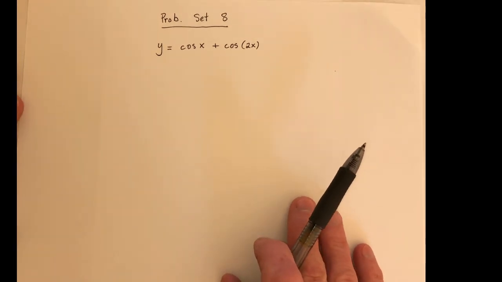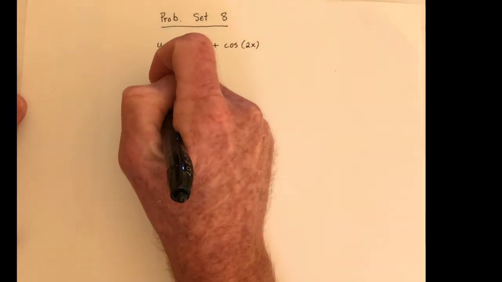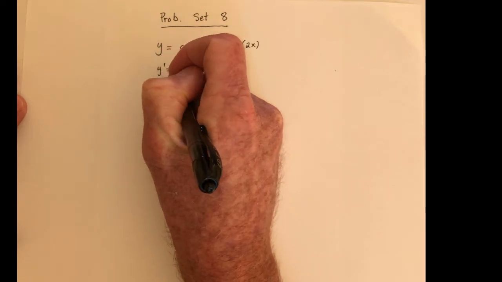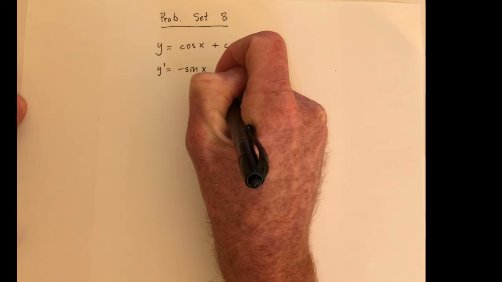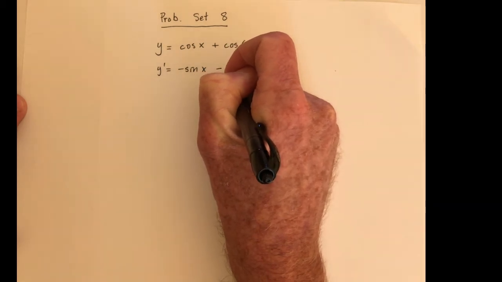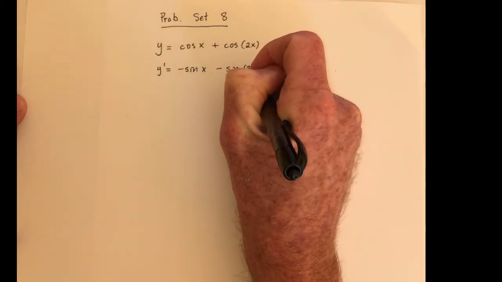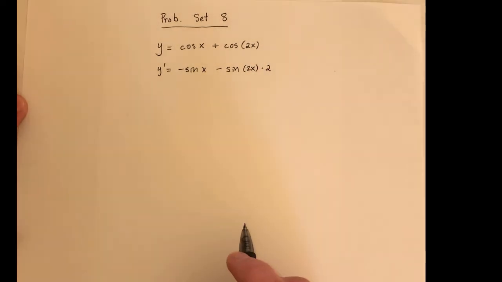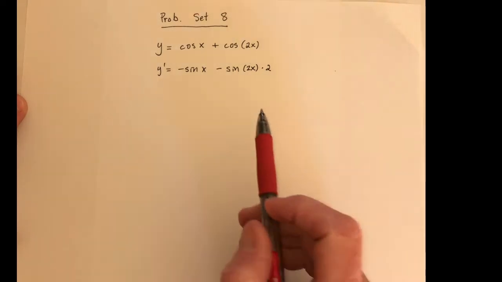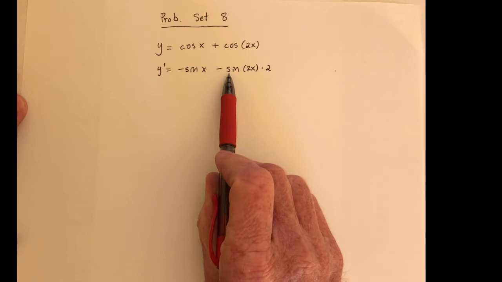First of all, the derivative. So of course the derivative of cosine is negative sine, and the same with this one, negative sine of 2x. But then with this one we also have the chain rule, so multiply by 2. Then we are going to set it equal to 0 and solve for x.